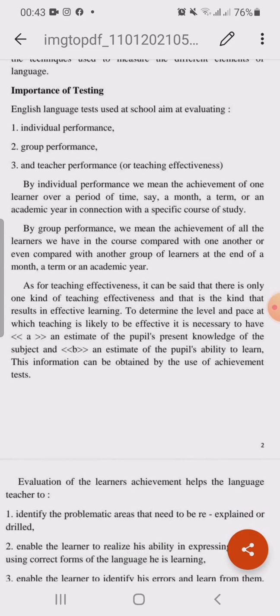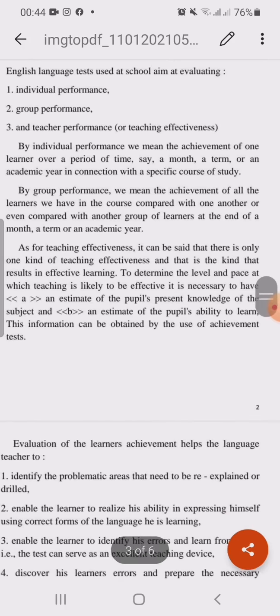يعني الأداء الفردي نقصد به تحصيل طالب واحد في فترة معينة، say a month, a term or an academic year in connection with a specific course of study. By group performance ننتقل إلى الأداء الجماعي.